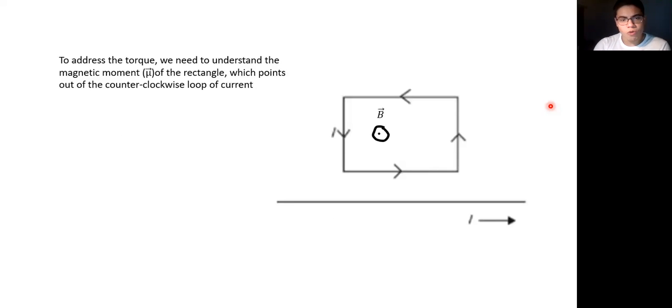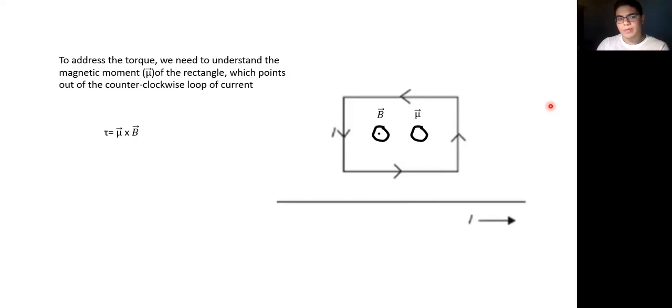And to address the torque, we'll need to understand the magnetic moment, which is also known as mu, of the rectangle. And this points out of the counterclockwise loop of the current. Since we're already looking at the counterclockwise loop of the current, it is going to be pointing toward us.